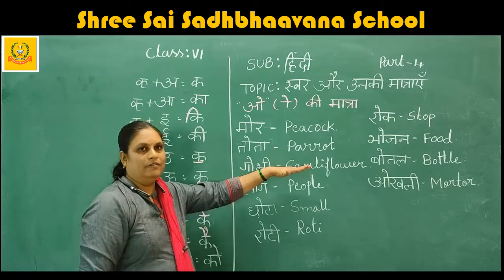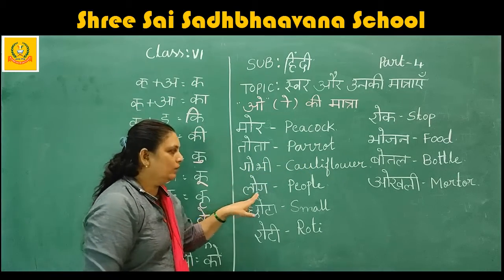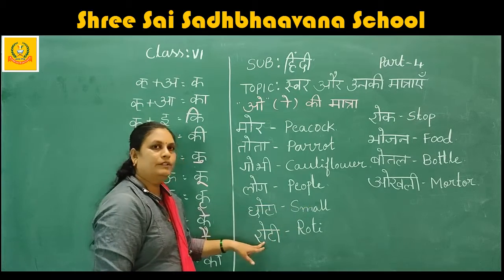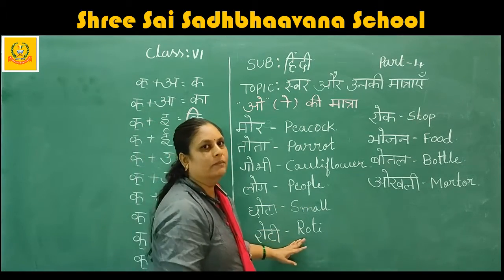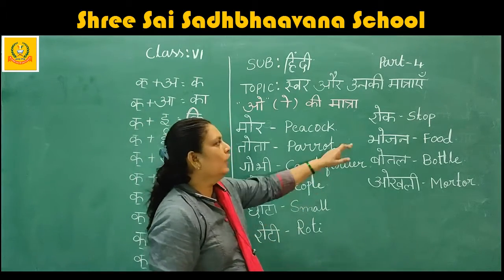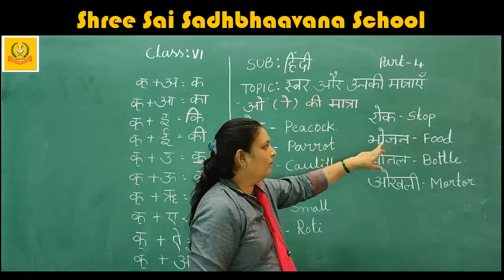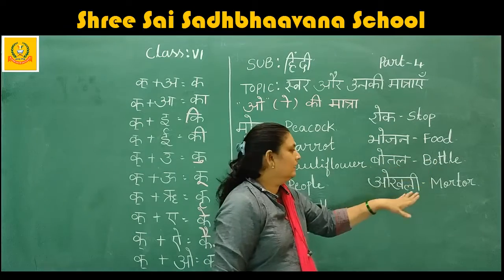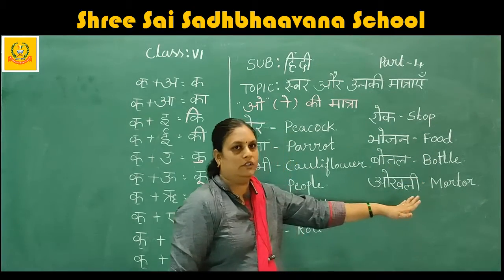Gobi, cauliflower. This is a vegetable. Log means people. Chota, small. Roti means roti, what we eat, we make the chapati. Then Rok. Rok means stop. Bhojan, food. Botal, bottle, and Okhli means mortar.